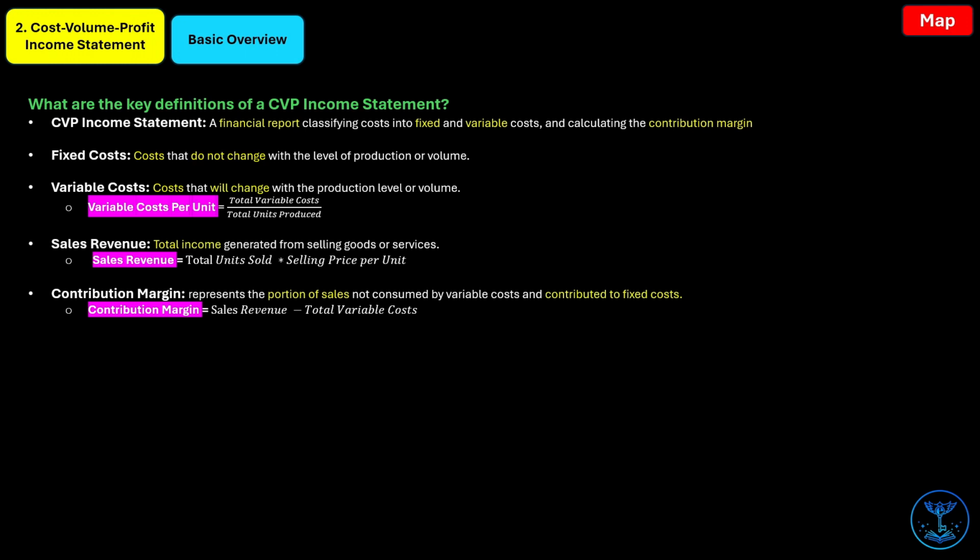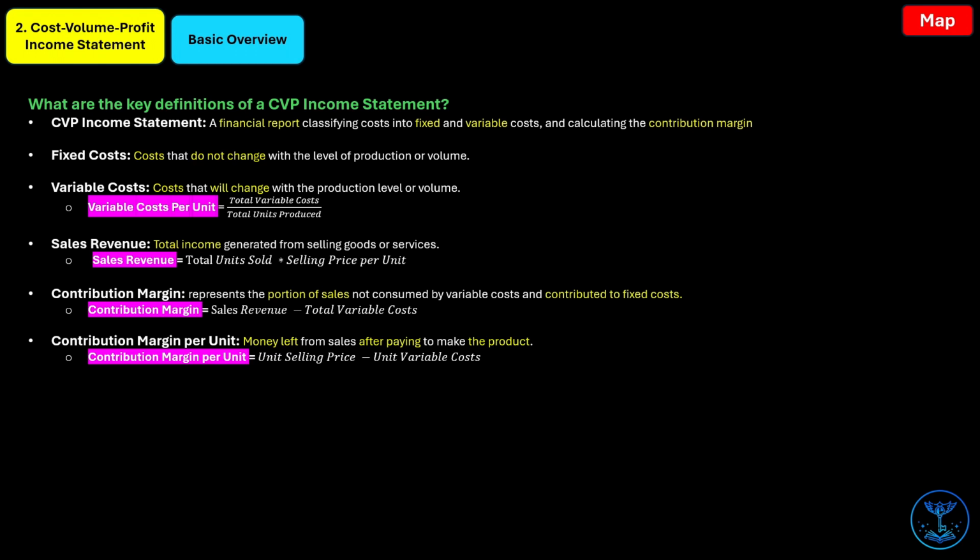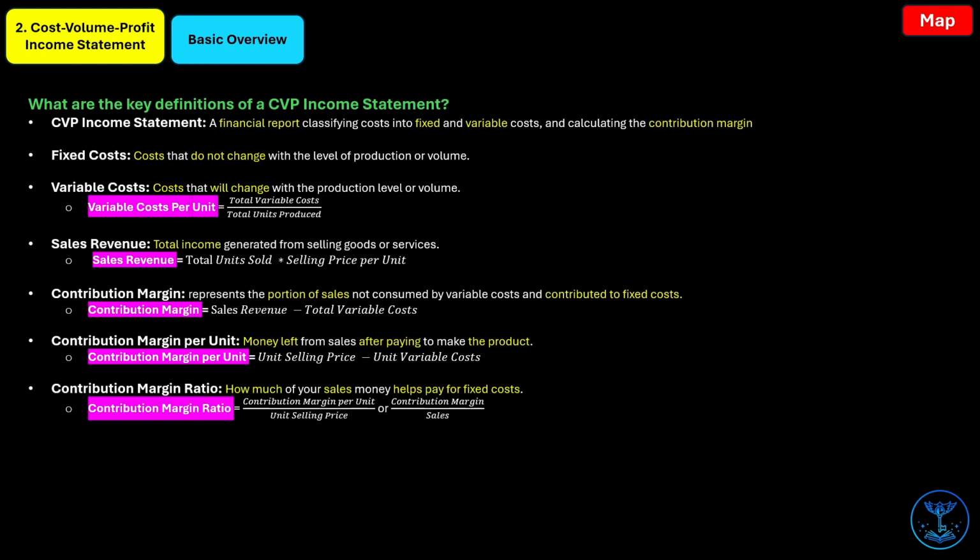If these definitions sound confusing or if it's a lot to understand, once we do a lot of examples and I show you the income statement, it might look a lot easier. Contribution margin per unit is the money left from sales after paying to make the product. It is equal to unit selling price minus unit variable costs. Contribution margin ratio is how much of your sales money helps pay for fixed costs. It is equal to contribution margin per unit divided by your unit selling price, or just contribution margin divided by sales.